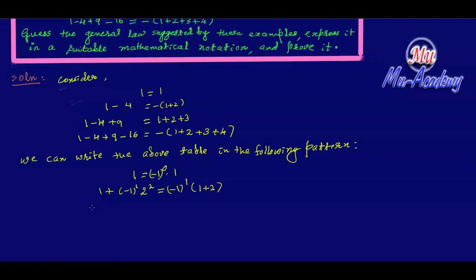Third line, which I can write down 1 plus minus 1 raised to 1 into 2 square plus minus 1 raised to 2 into 3 square. I can write down minus 1 raised to 2 into 1 plus 2 plus 3, and minus 1 raised to 2 is equal to 1 itself.